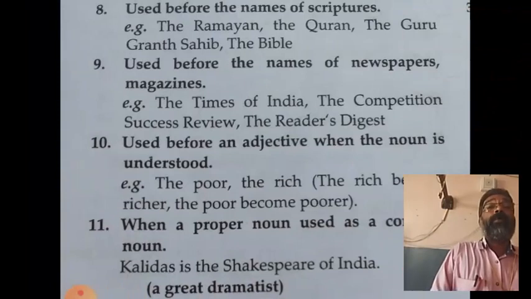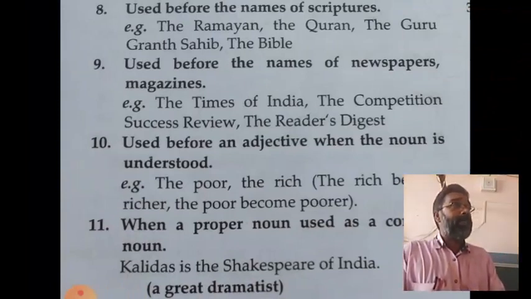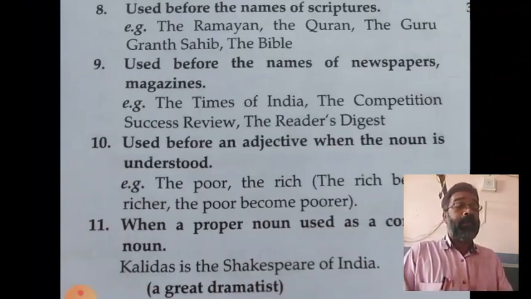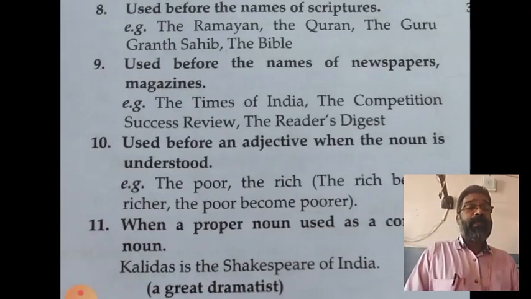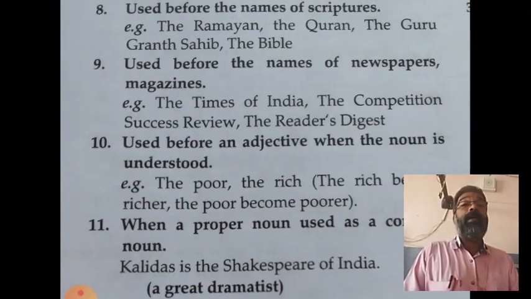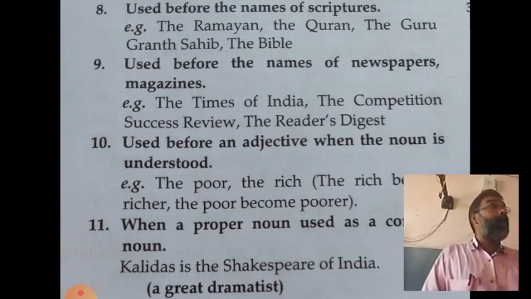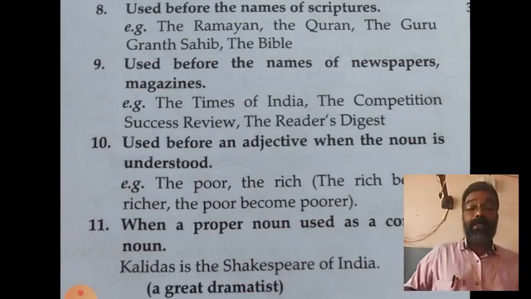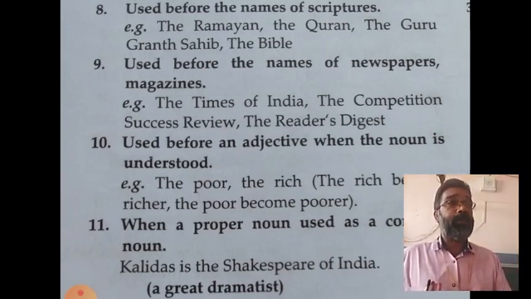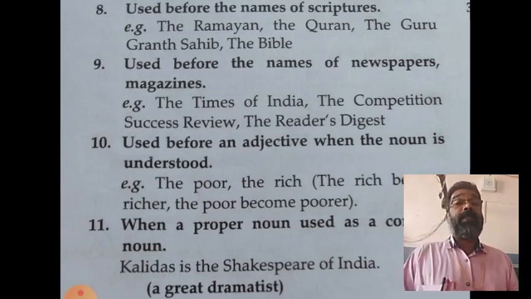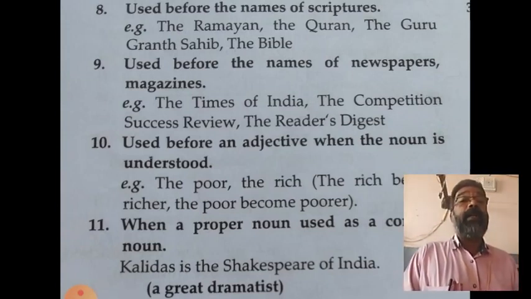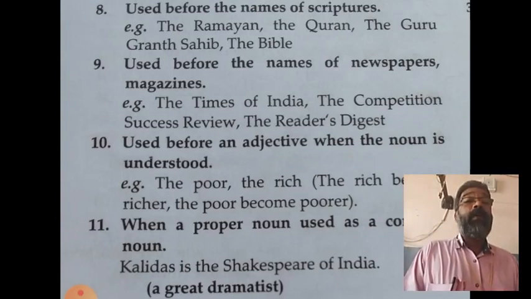The is used before names of scriptures. Before the names of religious scriptures, we use the definite article the. The Ramayana, the Quran, the Guru Granth Sahib, the Bible. Used before names of newspapers and magazines. We use the definite article the. The Times of India, the Competition Success Review, the Reader's Digest.